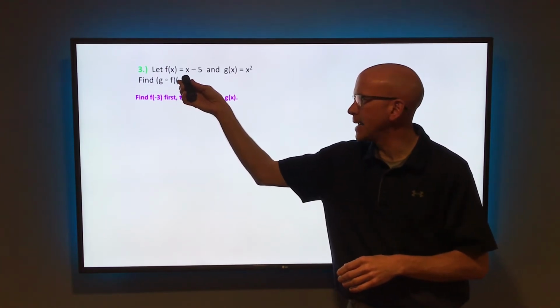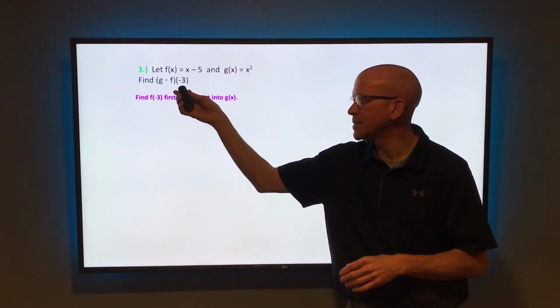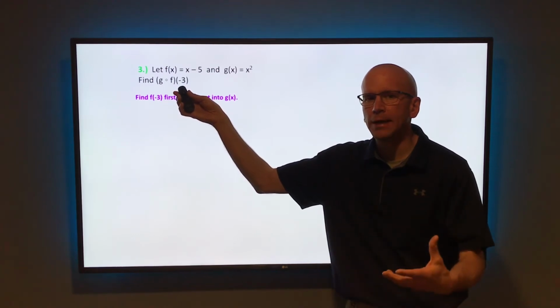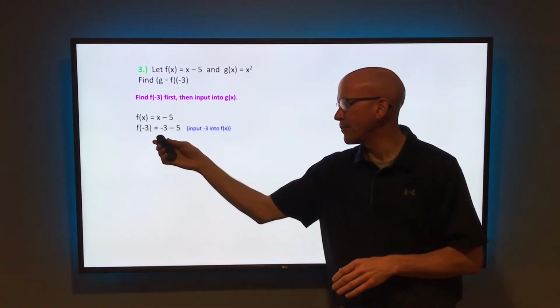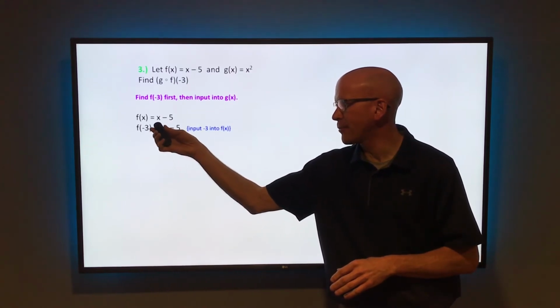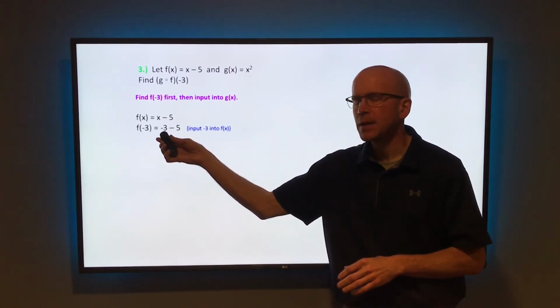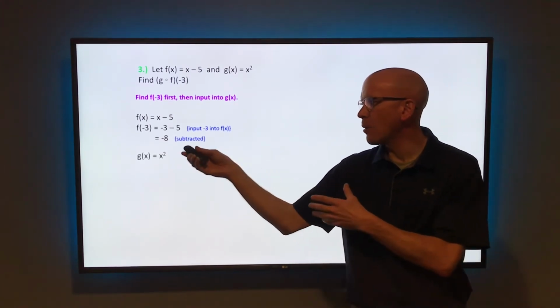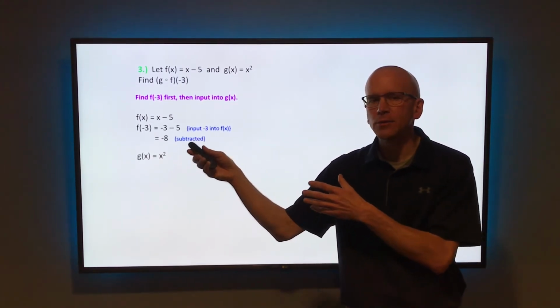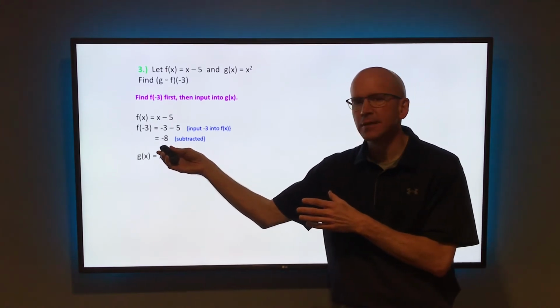You're going to take that x in f(x) and replace it with -3. So we're inputting -3 into f(x). Finding f(-3), replace the x in f(x) with that -3. So it'd be -3 - 5, and that is -8. So that is the output. When you put -3 into f(x), the output is -8.